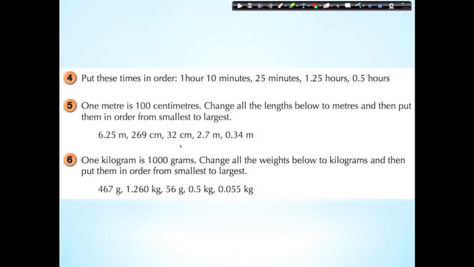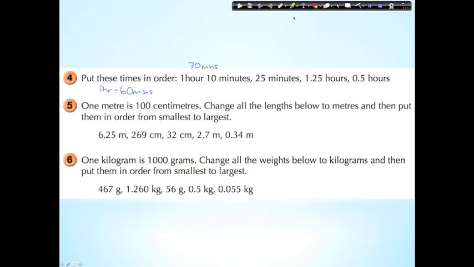Okay, so these next questions, put the times in order. So again, you need to change these times into hours or minutes. I would convert them all to minutes, so I will go through some of them. So 1 hour, we know that 1 hour is 60 minutes. So here I'll have 60 minutes plus 10 minutes, so that gives me 70 minutes.